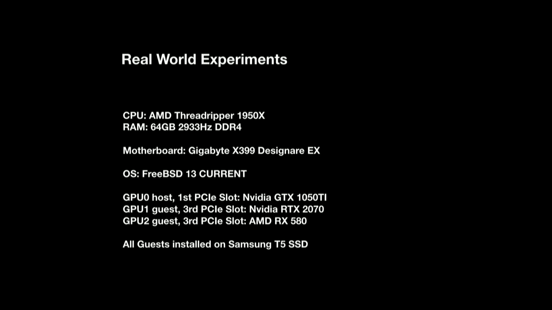The first slot is for the host, where I actually assign a 1050 Ti, because it's compatible with the old NVIDIA drivers in the ports. And I actually tried 2 GPUs to pass through to 2 guests. The first one is an RTX 2070. That's the whole reason why I even tried this project. The other one is the AMD 550, because I was curious if KMOD DRM would ever work. And all the guests are installed on an SSD, so bhyve just reads from the disk.